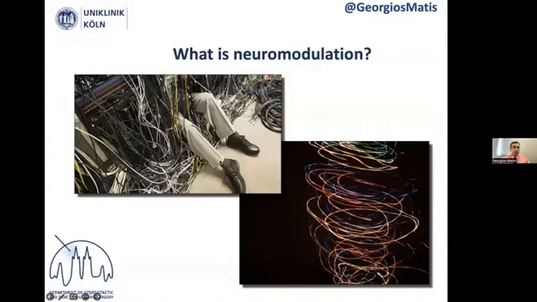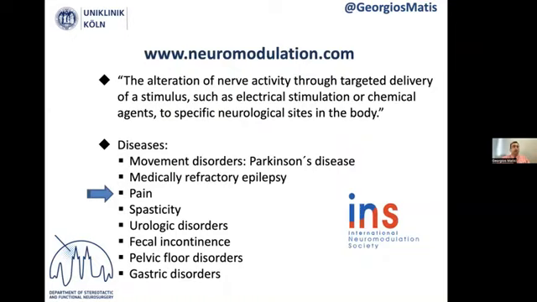When I first started working in this field, I didn't really know what neuromodulation is. So I visited the official website of the International Neuromodulation Society, and I found this definition. Neuromodulation is the alteration of nerve activity through targeted delivery of a stimulus, such as electrical stimulation or chemical agents, to specific neurological sites in the body.